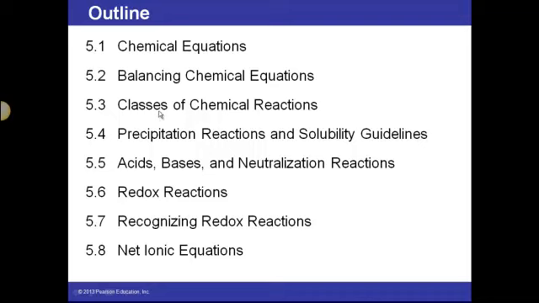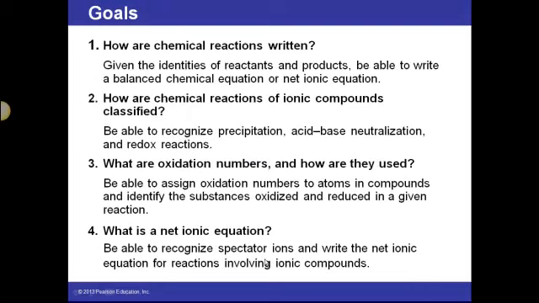Then we'll talk about classes of our chemical reactions, and that will actually take up most of the rest of the chapter. So looking at precipitation reactions, acid-base neutralization reactions, our redox reactions, how to recognize each of these different types of reactions, and then this process of writing net ionic equations will be the last step for chapter 5. So those are going to be our major goals.